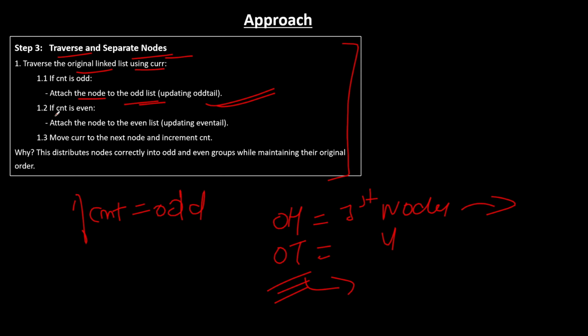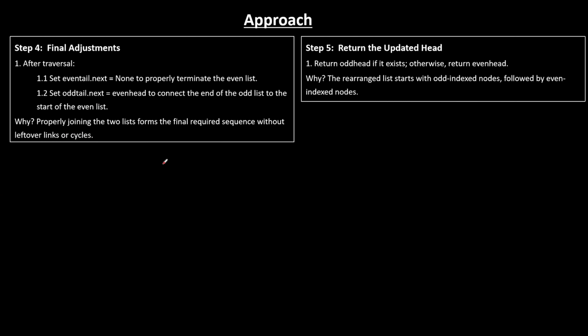Fine. And similarly, if the count is even, attach the node to the even list and update the even tail. We move current to the next node and increment count eventually till the iteration is completed. Now this distributes nodes correctly into odd and even groups while maintaining the original order. Right? Now the final adjustments will be, we will set even tail next to none.